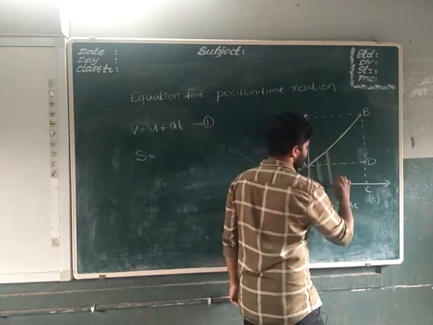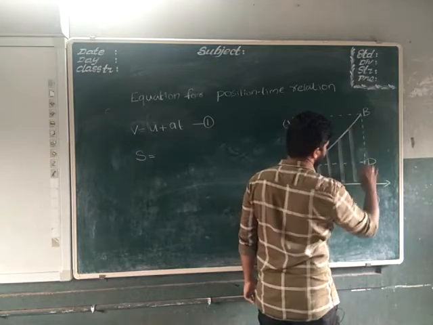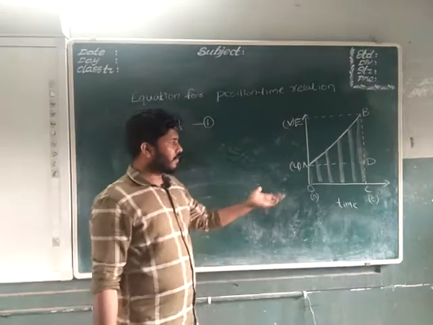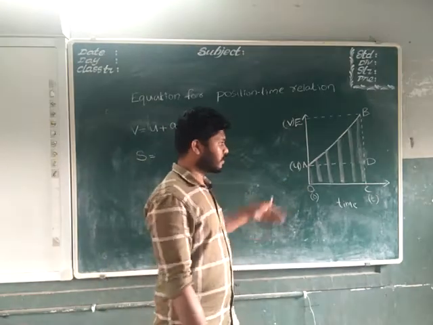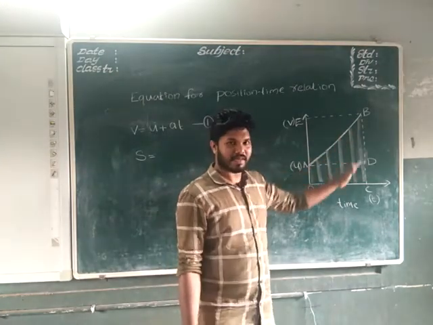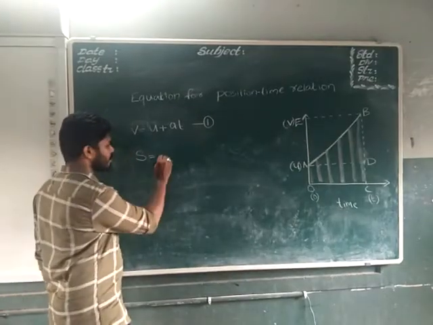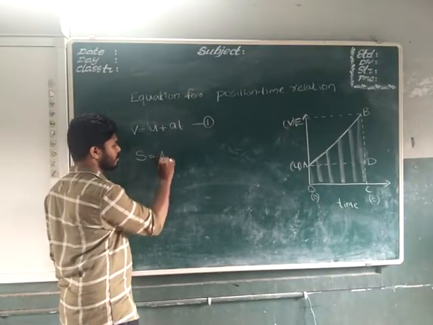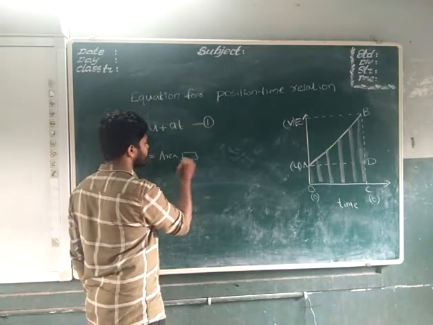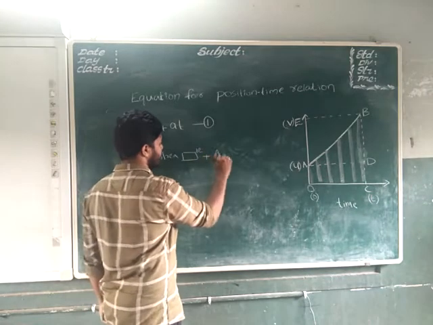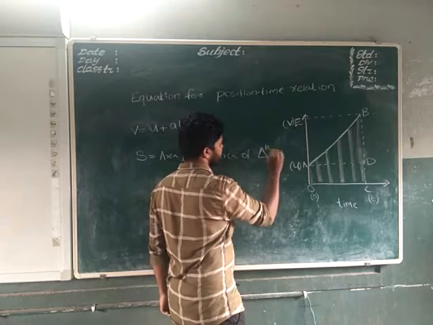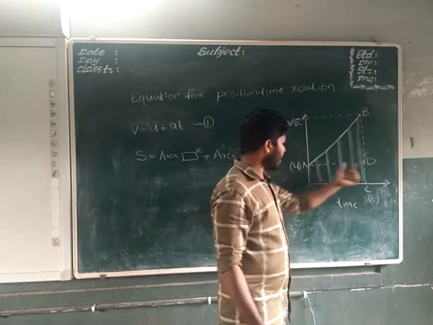See, this much area. So we can't find it directly, so we can go for splitting that area. Here we have a rectangle and another triangle. What is the area of the rectangle? S equal to area of rectangle plus area of triangle. See, the rectangle is ADCO.